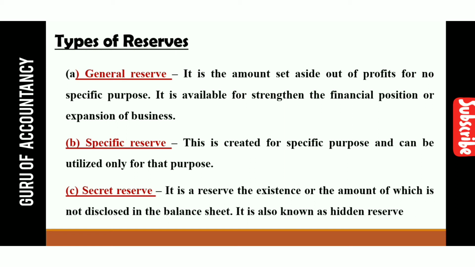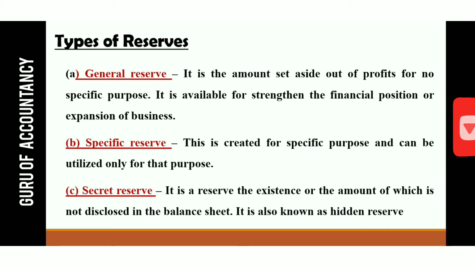Third type of reserve is secret reserve. The name itself suggests it is a secret reserve. A secret reserve is one which is not disclosed in the balance sheet. It is not shown in the balance sheet because it is secret. It is a reserve, the existence or the amount of which is not disclosed in the balance sheet, and it is also known as hidden reserve. These reserves are created by showing profit at a figure much lower than the actual. So actual profit is shown less, then secret reserve is created.